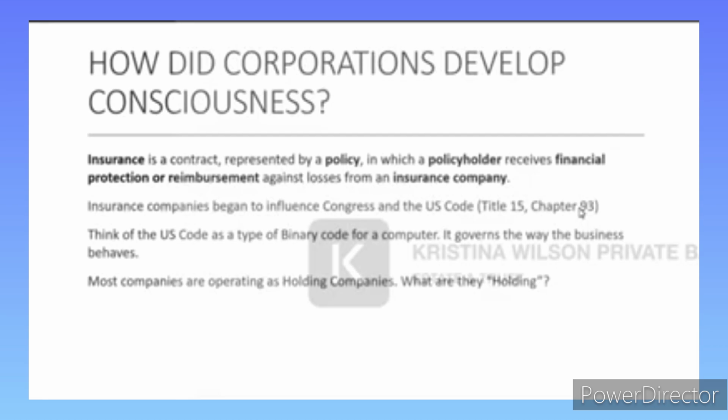One of the lessons, we got this little robot, and the computer says, type in these particular letters. They call it a binary code. Type in these particular letters and symbols, and you can get the robot to do whatever you want it to do. The U.S. code is supposed to function that way. It is supposed to be the code that governs the behavior of corporations.